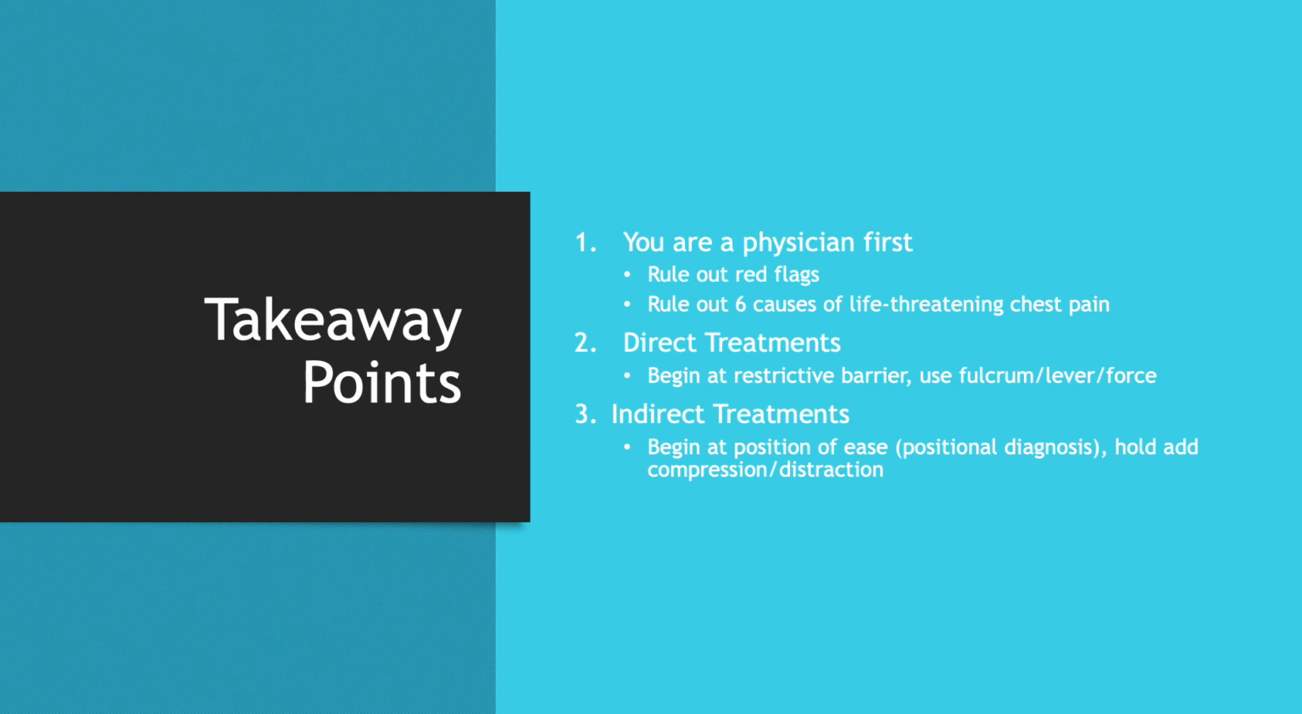Indirect treatments begin at a position of ease, right? AKA the positional diagnosis. So T6 ERS left is going to be positioned T6, ERS left, and that is just the easiest thing once you figure that out for starting, for a starting point for functional procedures for strain counterstrain. You put them in that position and then you just fine tune it. All right, and then add a compressive or distractive force, or just hold the patient.